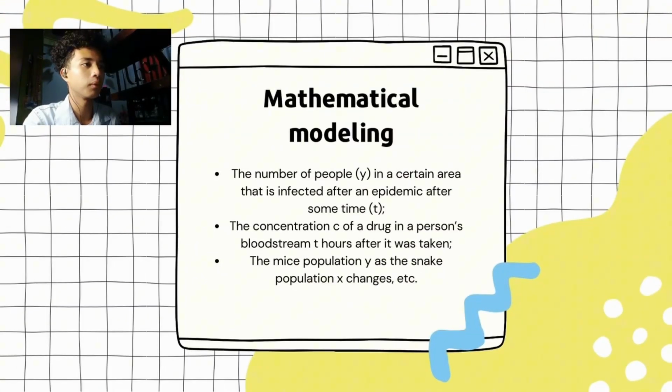First, the number of people Y in a certain area that is infected after an epidemic after some time. Second, the concentration C of a drug in a person's bloodstream T hours after it was taken. And the mice population Y as the snake population X changes.